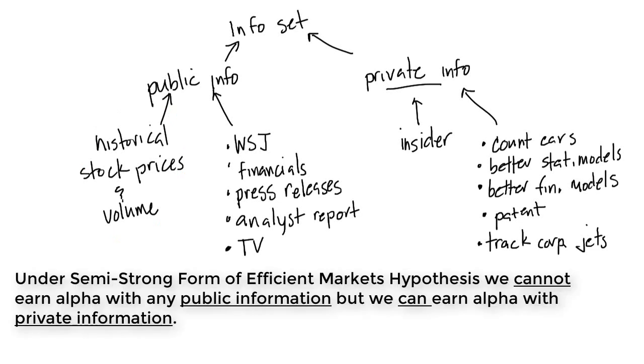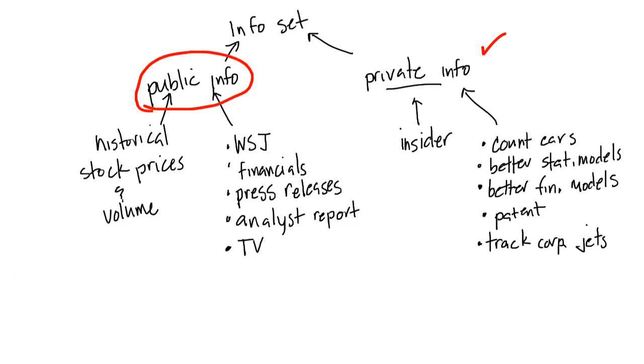The semi-strong form of the efficient market hypothesis says that we cannot use any public information to earn alpha, but we can earn alpha with private information. So private information allows us to generate alpha in a semi-strong efficient market hypothesis.